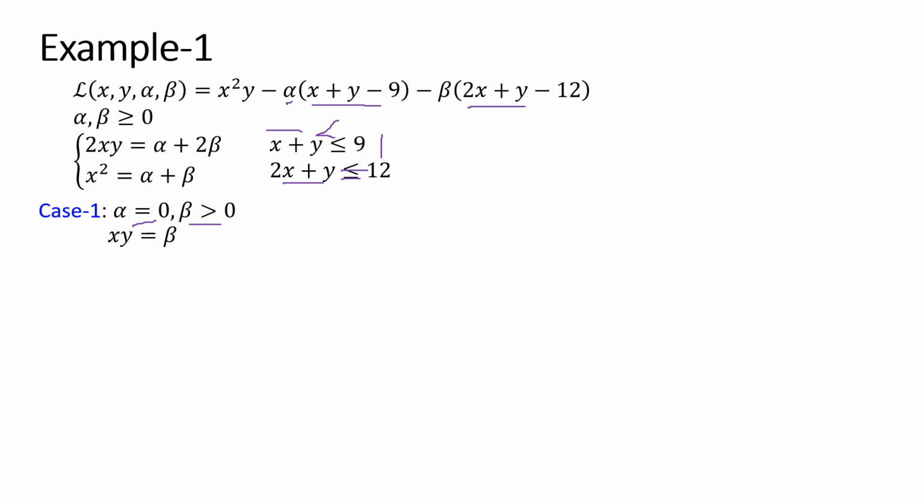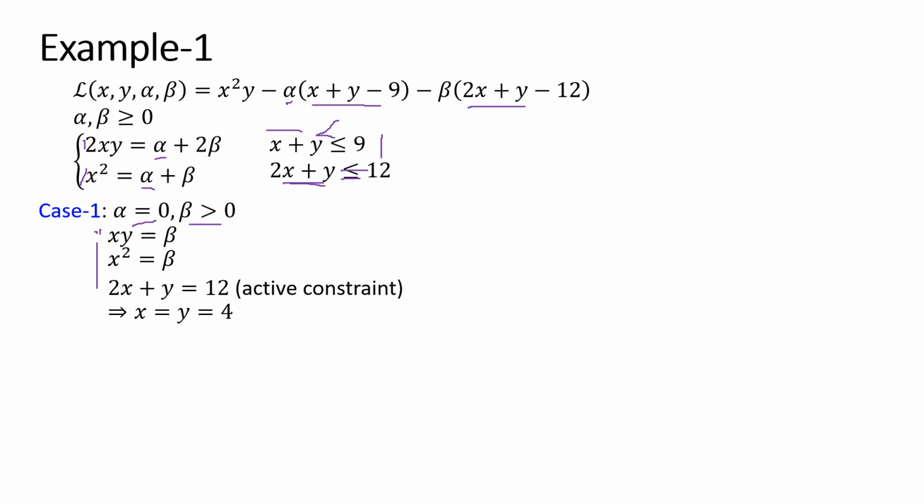So what we get is, since alpha equals 0, replacing alpha with 0 in this expression, we get twice xy equals twice beta, or xy equals beta. Replacing alpha with 0 in the second expression here, we get x squared equals beta. And since we noted that twice x plus y is equal to 12, which is the active constraint, we have this expression. So we have these 3 equations and their equalities, and we need to solve for x and y.